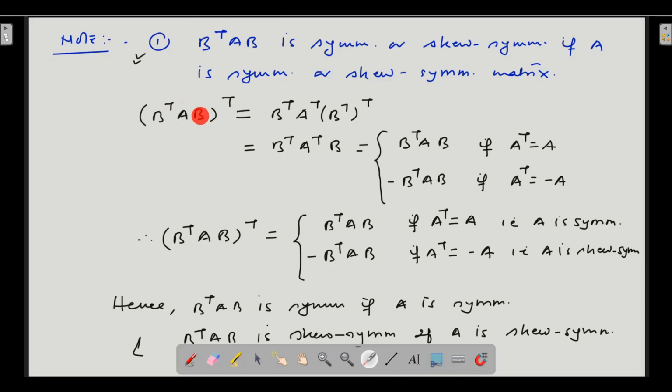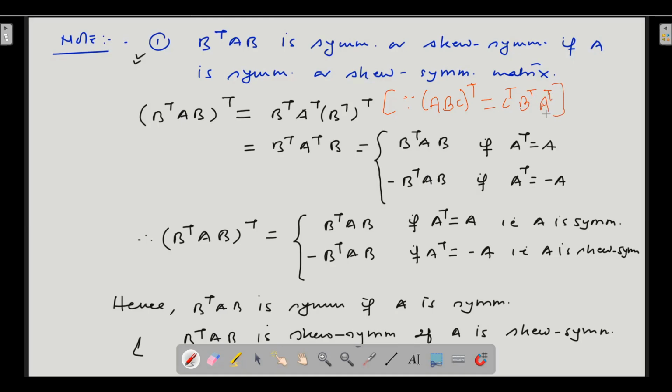B transpose AB complete transpose will be equal to B transpose A transpose B transpose transpose. How? This B will come in the front and transpose will come here. This A will remain in the middle and transpose will come here, and this B transpose will go in the end and it will become B transpose transpose. Which property have we used? We have used this particular property, that ABC complete transpose is equal to C transpose B transpose A transpose.